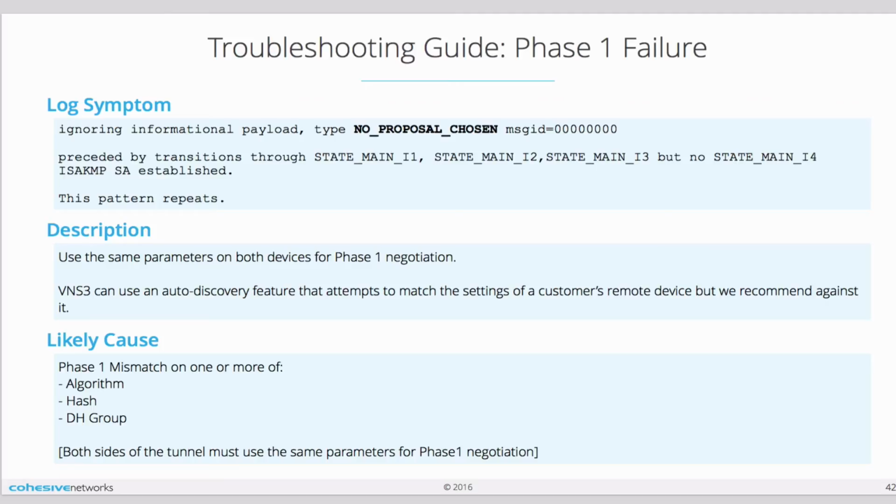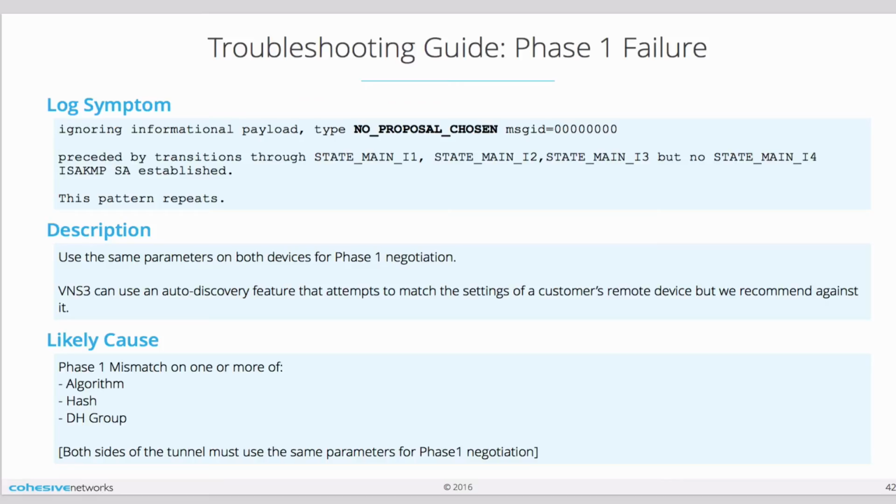Then the log says for phase 1, no proposal chosen. You're mismatching on one or all of the phase 1 parameters: algorithm, hash, and Diffie Hellman group. There are two things to do there. If you've gone in and put explicit phase 1 in the params box and it's not working, then what that means is they don't understand how policies are proposed by their device.